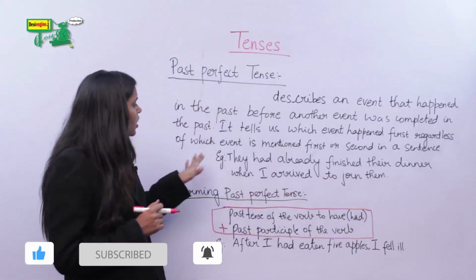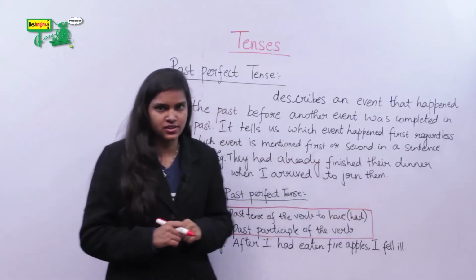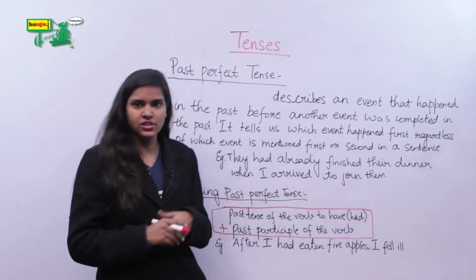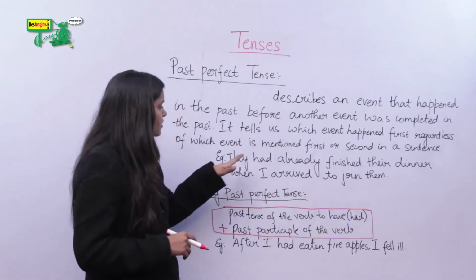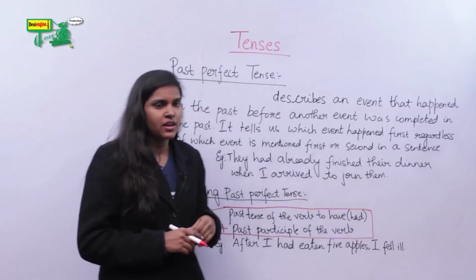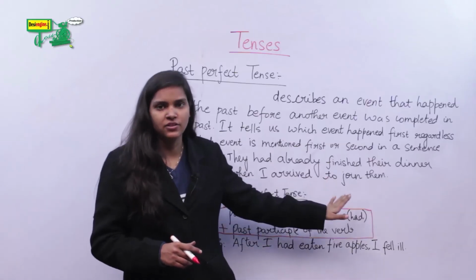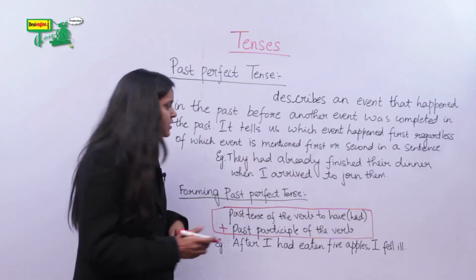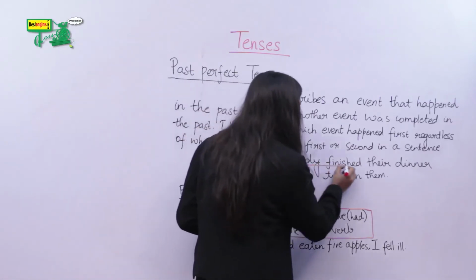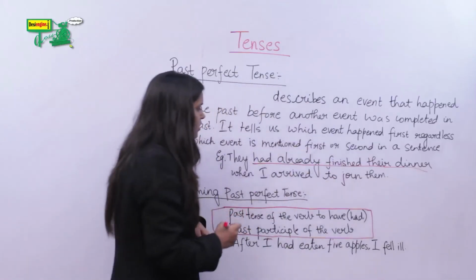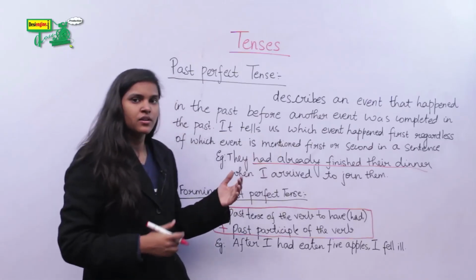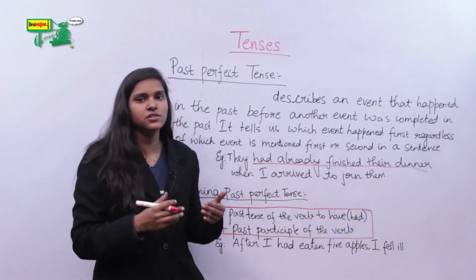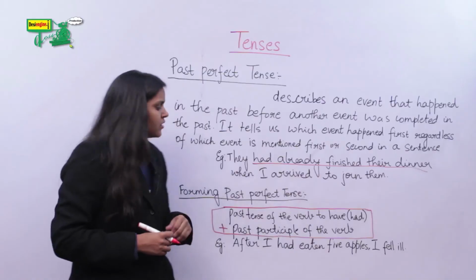For example, they had already finished their dinner when I arrived to join them. In this sentence, the first action that took place was the process of having dinner, and the next action was the arrival. This we know through the usage of past perfect tense. That is, had already finished their dinner. Therefore, the process of having the dinner took place first and the arrival took place later on.